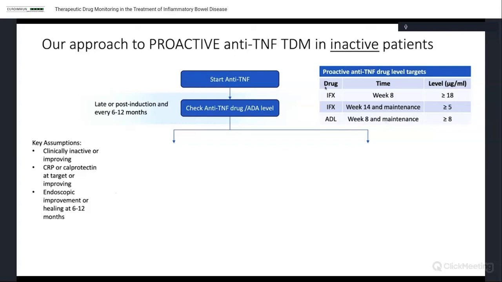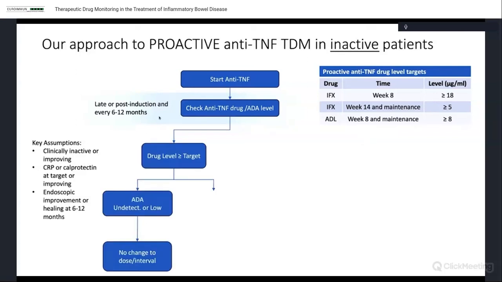And so when a patient starts this therapy, we check levels either in late or post-induction and every 6 to 12 months. When you get the results of your level, the level could be greater than or equal to the target. And if, as would usually happen, there are undetectable or low anti-drug antibody levels, then there would be no changes to the dose or interval, and we'd continue with this monitoring strategy.